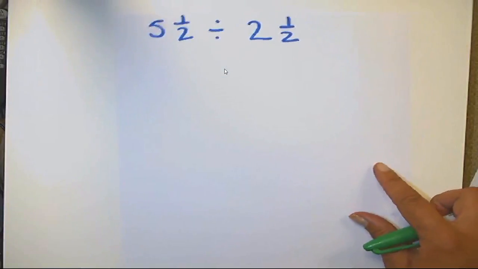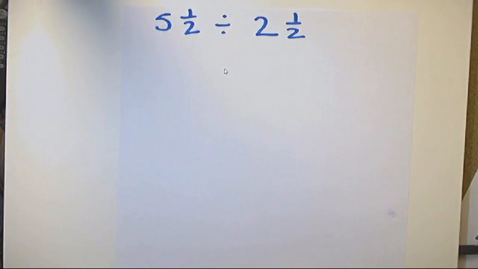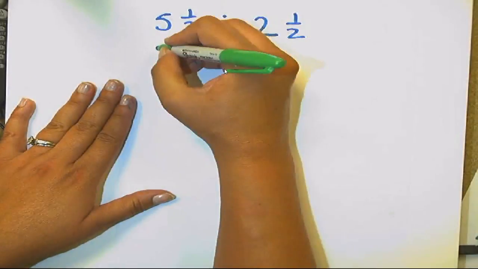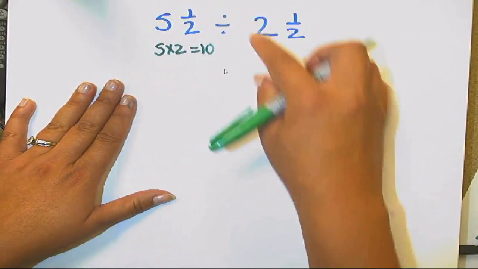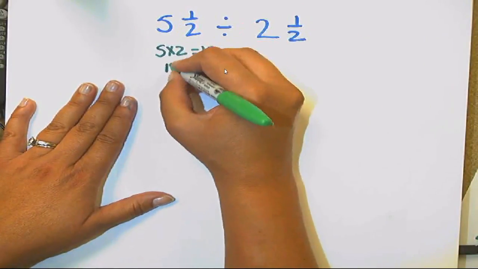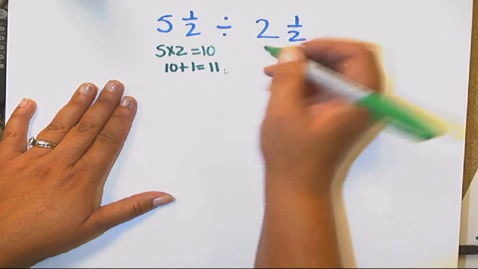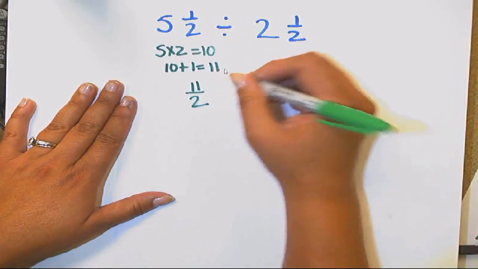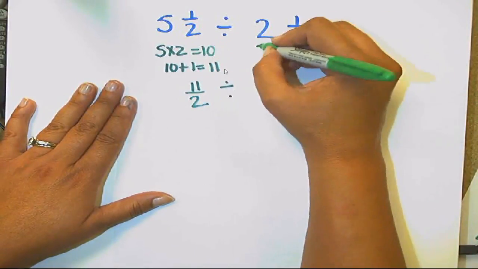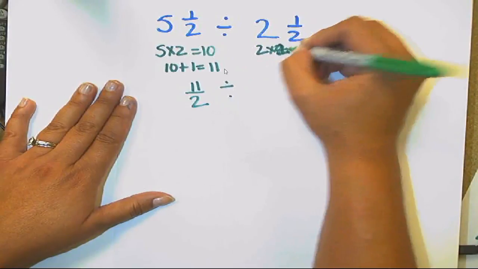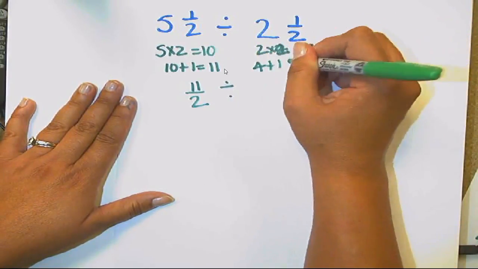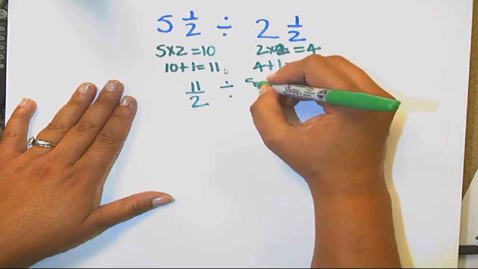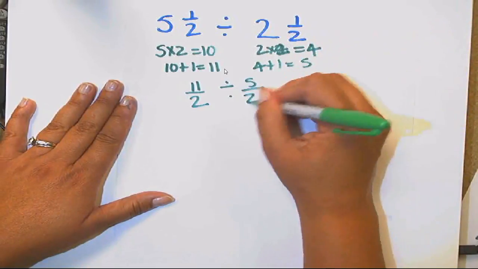Okay. Our problem we'll start out with is 5 1/2 divided by 2 1/2. First thing I want to do is get rid of those whole numbers. So I'm going to take 5 times 2, which gives me 10. Add that 10 to my numerator, and I get 11. So this one is 11/2 divided by 2 1/2. 2 times 2 equals 4. 4 plus 1 equals 5. So I have 5 halves over here.